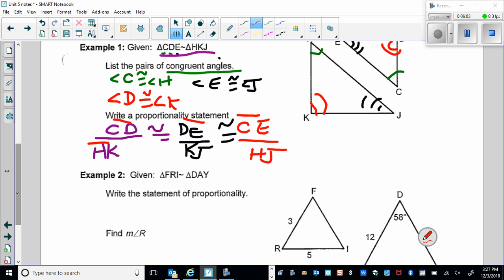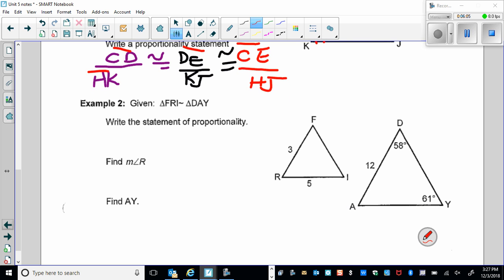Congruent, you list all the angles that are congruent. Statement of proportionality, that's what you do. So example 2 says, given FRI is similar to DAY, write the statement of proportionality. So I want you guys to use these letters and do the same thing I did here, right? And then angle R is going to be congruent to what angle? A. Do I know what A is? If not, find A, because you know triangles always add up to 180 and you can find it. And then I want to find AY. So A to Y, this is what I'm trying to find.